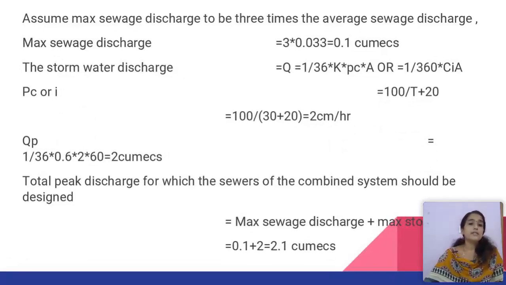Here, assume maximum sewage discharge to be 3 times the average sewage discharge. This we already discussed in the previous sessions. That is, maximum sewage discharge is 3 times that of the average sewage discharge. Here, the average sewage discharge is 0.033 cumecs. Multiplied by 3 will give the maximum sewage discharge.